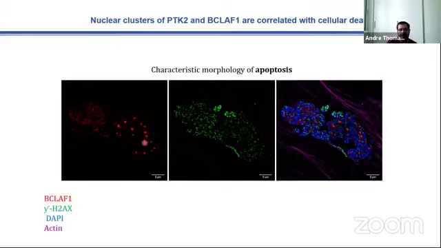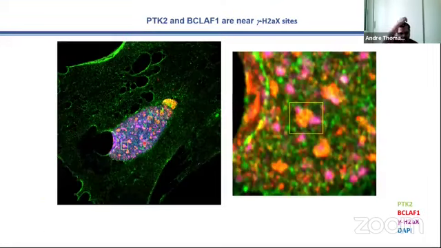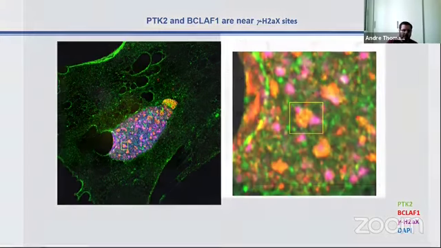So these clusters are somehow related to apoptosis of the cell. Okay, so the question here is how these clusters are related with cell apoptosis. And the answer is here, because we did an experiment labeling these 3 proteins. Here we are labeling PTK2, BCLAF1, and gamma H2AX. In red and green are PTK2 and BCLAF1, and in magenta is gamma H2AX, the DNA damage sites. And we see here that these clusters are near DNA damage sites. Not all DNA damage sites have clusters, but almost all clusters of PTK2 and BCLAF1 are near some DNA damage sites.